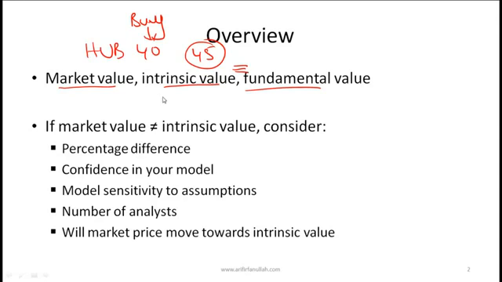Now, I made this rather simple, saying that if the market value in my case is 40 and the intrinsic value is 45, we should buy. However, before buying, we should consider a few factors. One has to do with the percentage difference. In my example, there is a substantial difference, but what if there is just say a 0.01% difference? Then does it make sense?